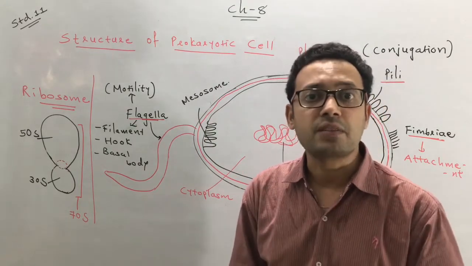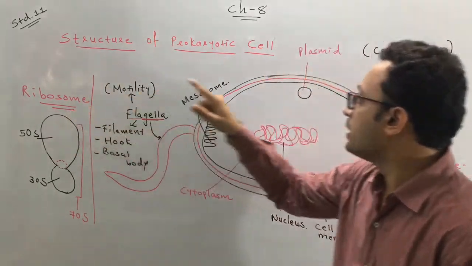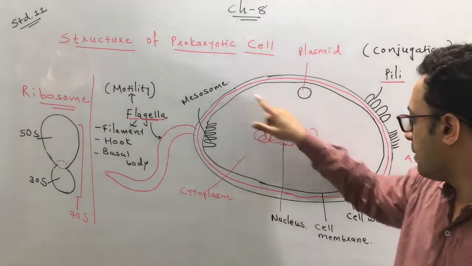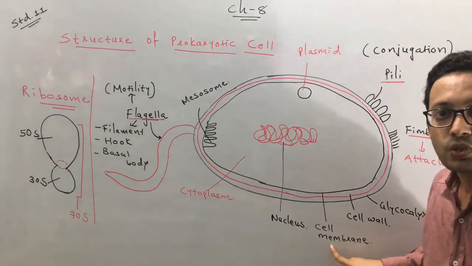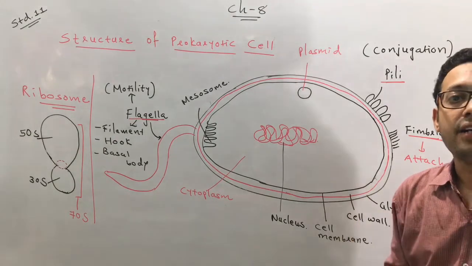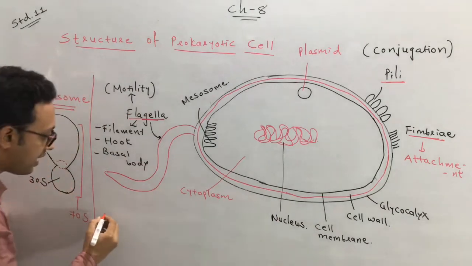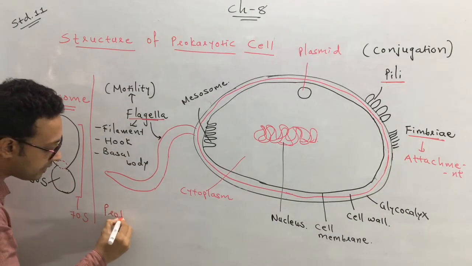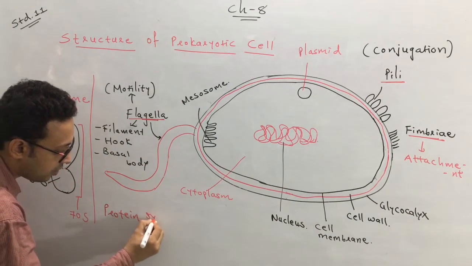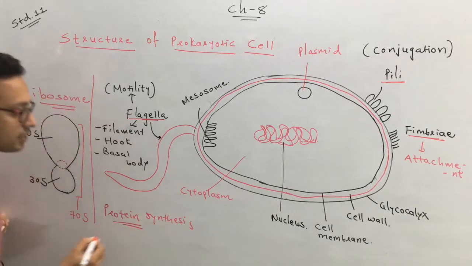But where is it found in the cytoplasm? In a bacterial cell, this ribosome is also attached to the cell membrane. To this cell membrane, these ribosomes are attached. And what is its function? The ribosomes are involved in protein synthesis.